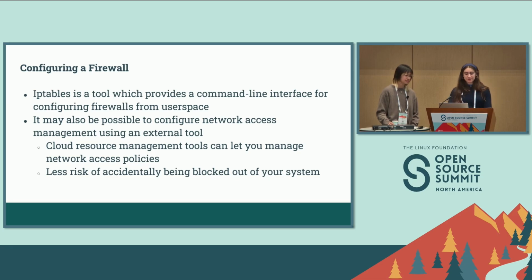If you want to configure a firewall, iptables is a useful tool to do so from the user space, and it provides a command line interface to do so. But it could also be possible to configure some sort of network access management using an external tool. So since we created our VM in Azure, if we looked at our resource webpage, it already came with some default policies for network access. And we actually had to loosen those rules because we wanted to use remote desktop protocol. So we were able to modify access using some external source.